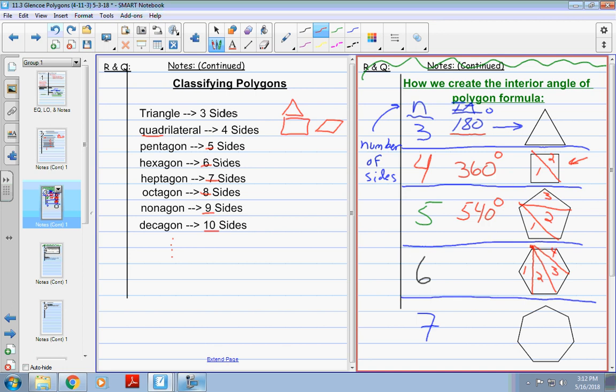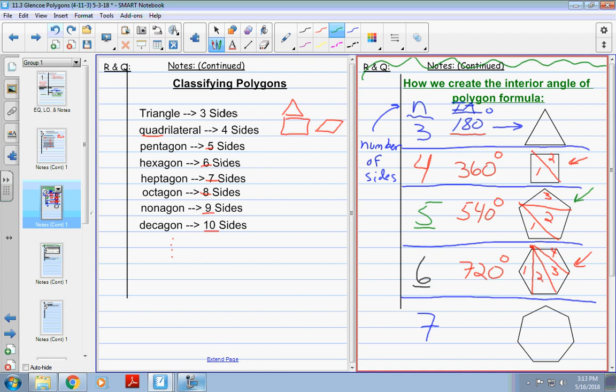4 times 180? Yeah, it's 720 degrees. So right now, we have enough evidence where you may start being able to create the pattern. We know that this hexagon has 6 sides, and it ends up with 4 triangles inside of it. The pentagon has 5 sides, and ends up with 3 triangles. So can you begin to think of a relationship between the number of sides and the number of triangles that end up in the shape?